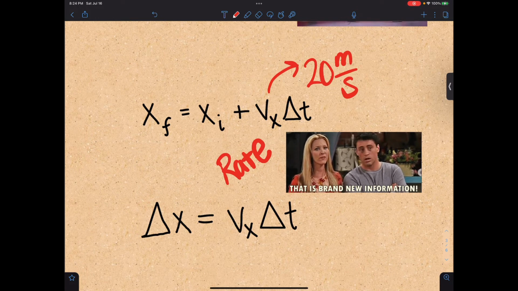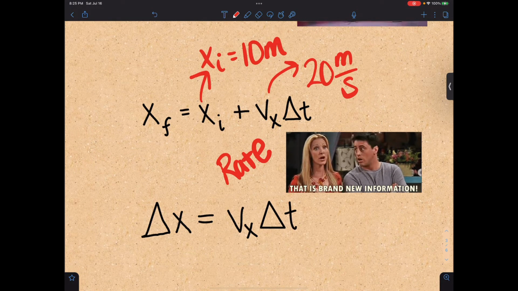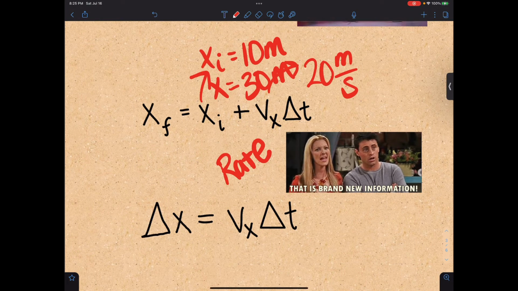So for example, if your initial position is 10 meters, the next position after 1 second is going to be 30 meters. Make sense? So thinking of velocity like this will help you sort of develop an intuitive understanding of how velocity is going to change the position.